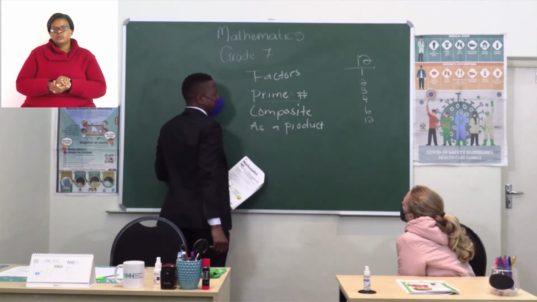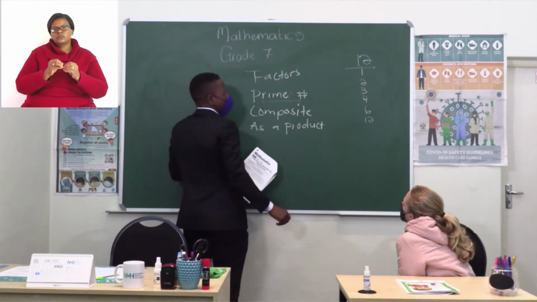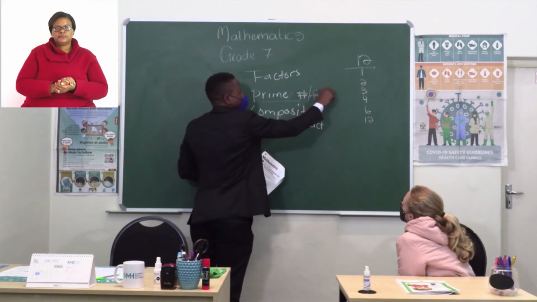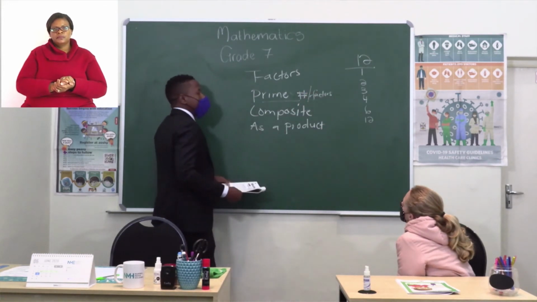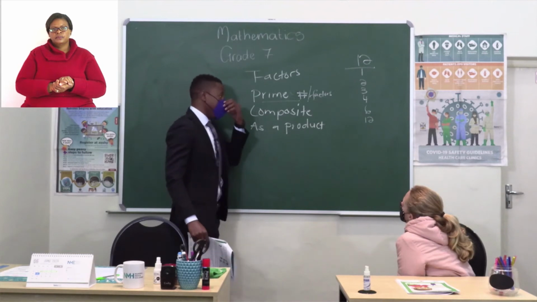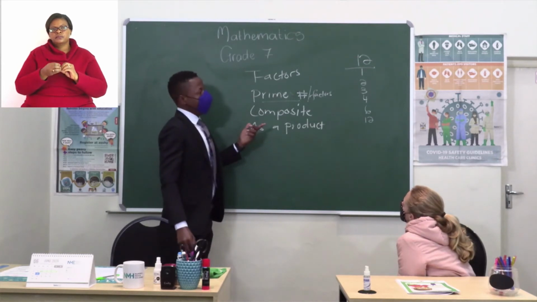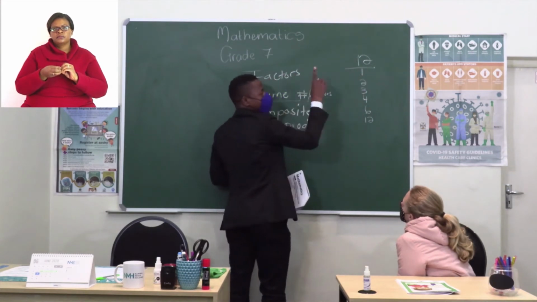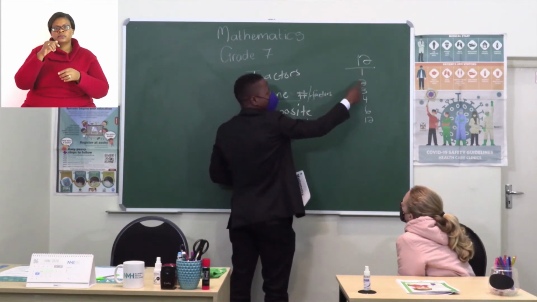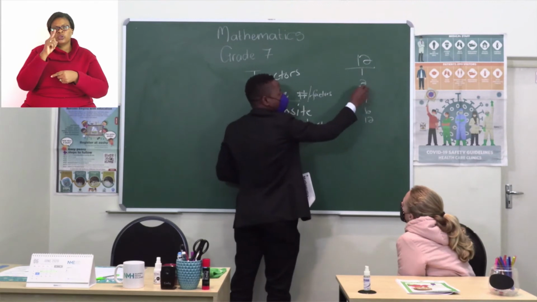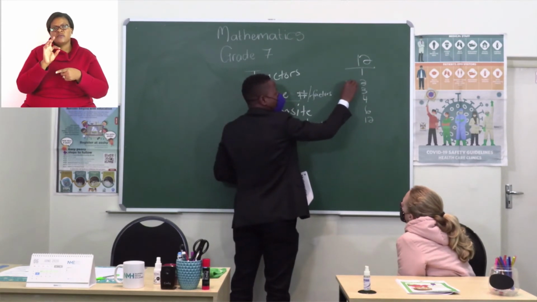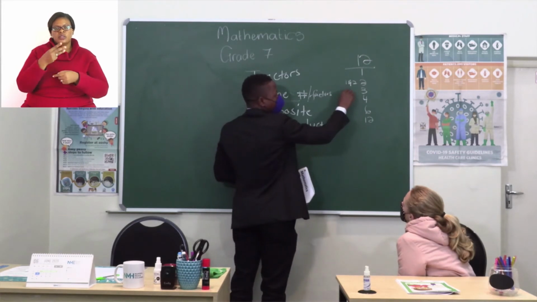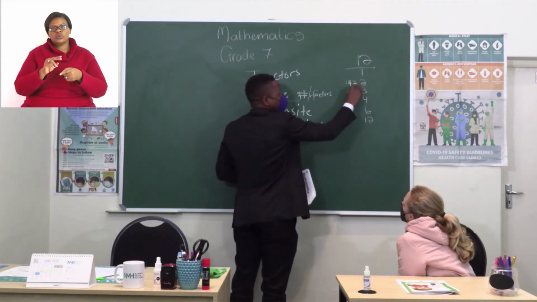Prime numbers, or we can also say prime factors. A prime number is a number with only two factors. Let's look at the factors of 1. 1 is only having one factor, which is 1. 2 has got two factors, which is 1 and 2. 3 has got 1 and 3.